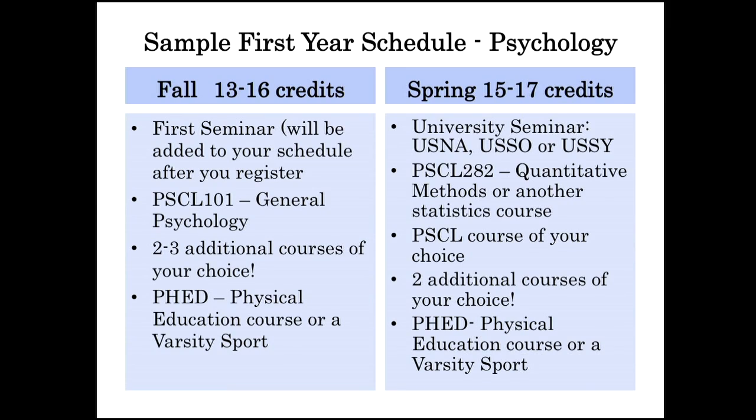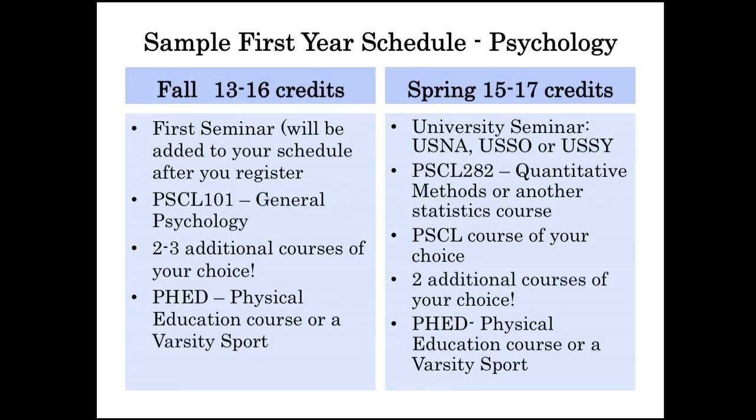I would recommend that you take Psychology 101 that first semester, and then 2 to 3 additional courses of your choice, as well as the physical education. Now, when you go to look at what's offered in the physical education area, don't worry if most of them are full, because you will have an opportunity to add those into your schedule later on. However, I hope that you'll be pleasantly surprised by the breadth of offerings in physical education and that you'll be looking forward to taking those.